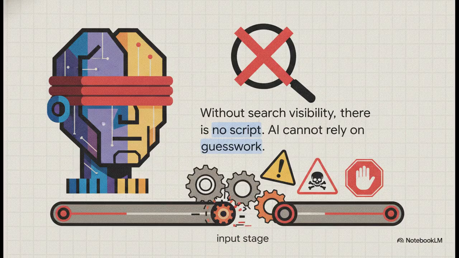And here's the technical reason for that bottleneck. If the link you share doesn't expose the video's content through public search results, well, the AI is completely blind. It just can't accurately analyze or even guess the content. And let's be real here, AI cannot rely on guesswork. We don't build scripts on assumptions, right? We build them on hard data. So no search visibility equals no script. The entire production line shuts down right here at the input stage, which is incredibly frustrating.